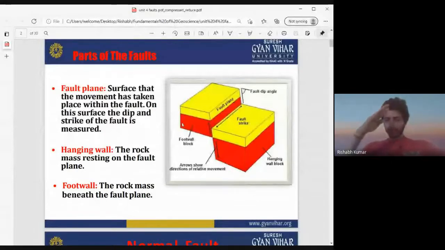Suppose this is side A, this is side B. Tell me, Nachiket, which side will be the upper side and which side will be the lower side? Yes, sir.